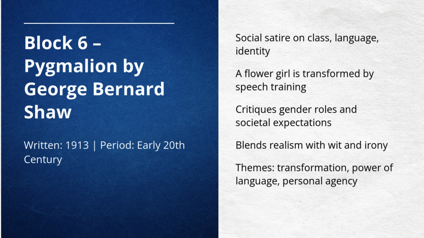In Pygmalion, a phonetics professor transforms a poor flower girl, Eliza Doolittle, by teaching her how to speak proper English, like a duchess, raising important questions about class, mobility, gender roles, and personal agency. Shaw blends social critique with comedy, continuing the tradition of using drama to reflect and challenge social norms. This play combines realism and social commentary with humor and irony.